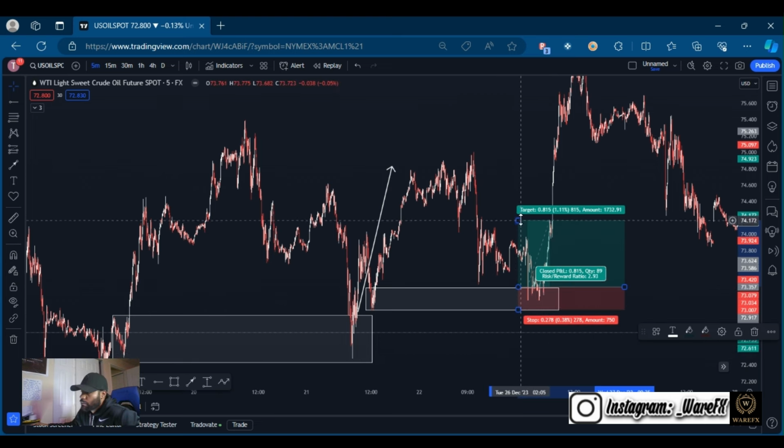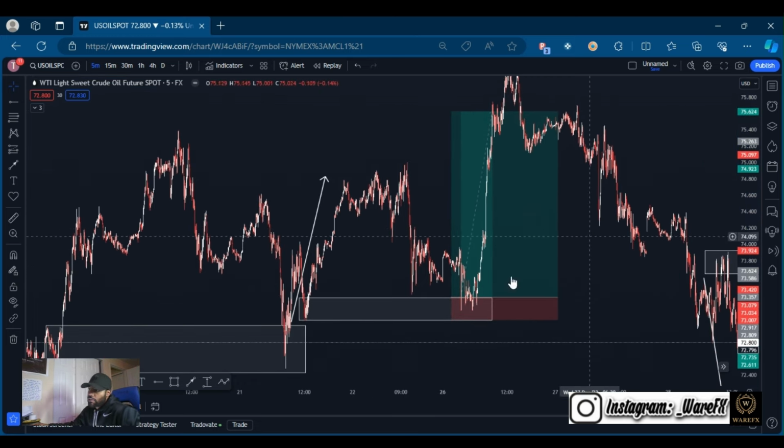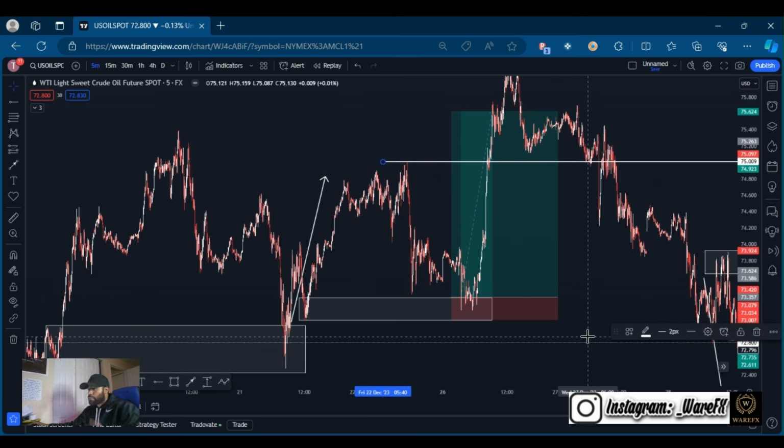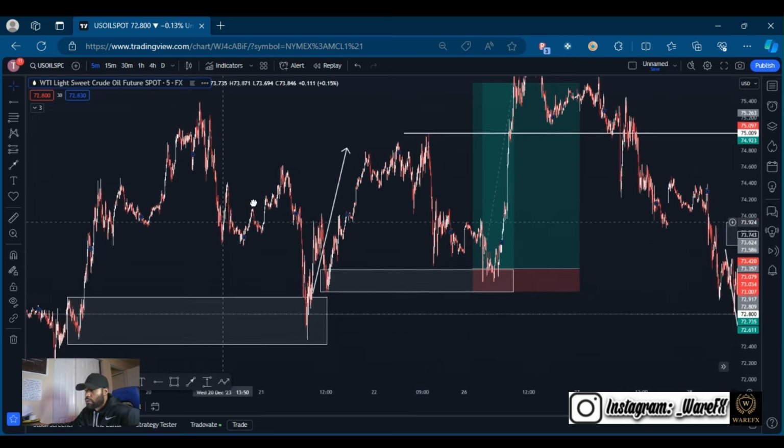And boom. There it is. So that's like a 1 to 10. And same exact thing, you could be aiming for right here. Aim for the previous high. And these are beautiful trades.